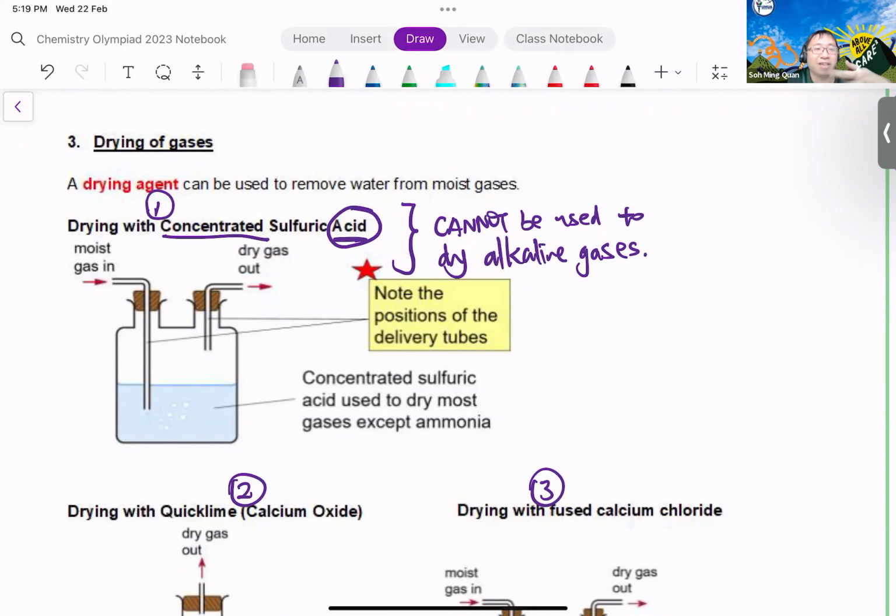It would have reacted chemically. You don't want that to happen. You want the gas, okay? So it cannot be used to dry alkaline gases. So what is an example of alkaline gas? Ammonia. Ammonia is an alkaline gas, all right?